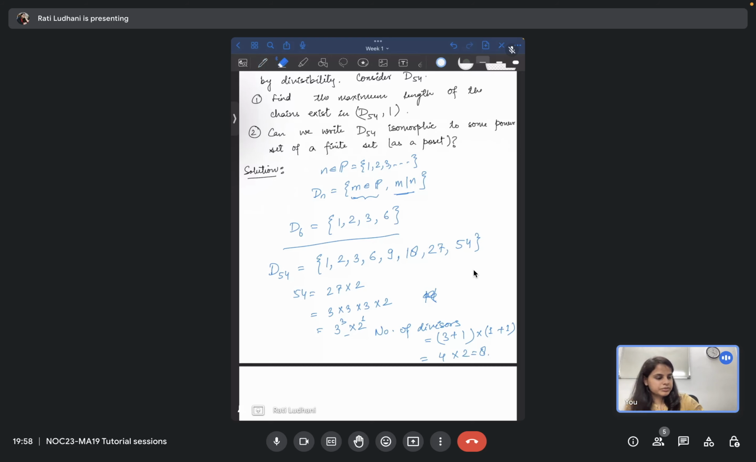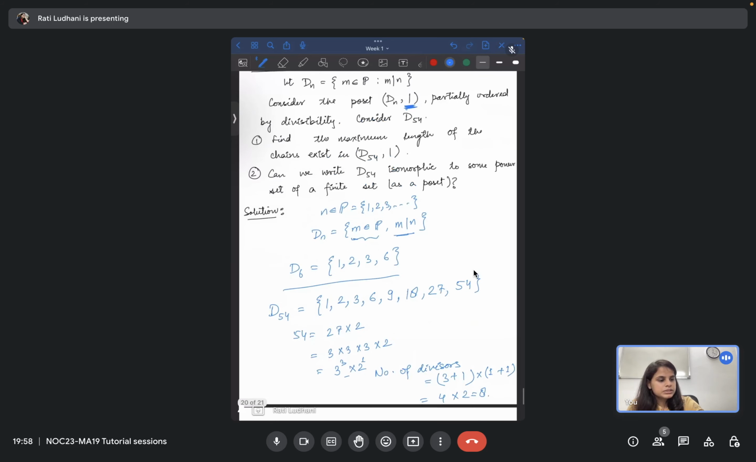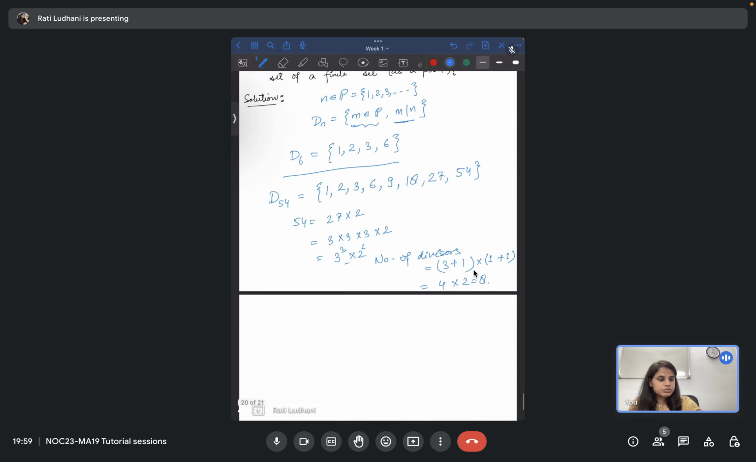Yeah, you can always verify with this formula. This formula is also very obvious from the definition itself. So yeah, D54 is this. Now what has been asked: consider D54, find the maximum length of the chains that exist in D54 under this divisibility relation. So you need to search for the chains.